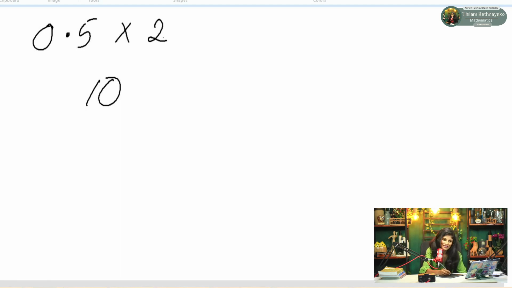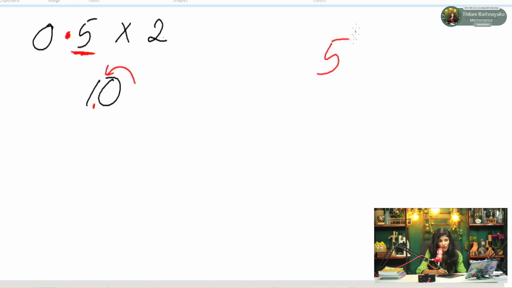To do that, this is the easiest method. After the decimal place, how many numbers are there? Yes, that is only one number. So we will put the decimal place in the middle of these two numbers. Why do we put it in that position?